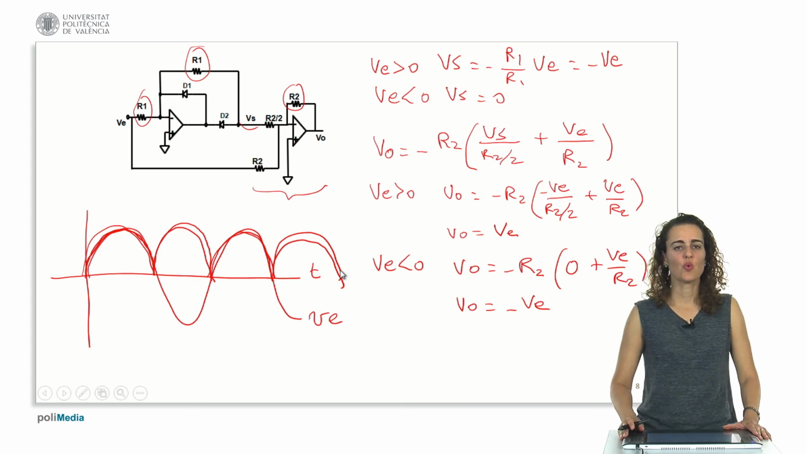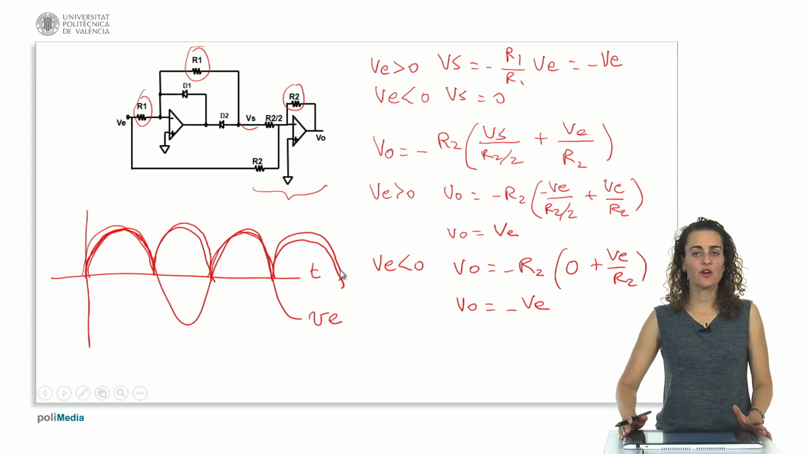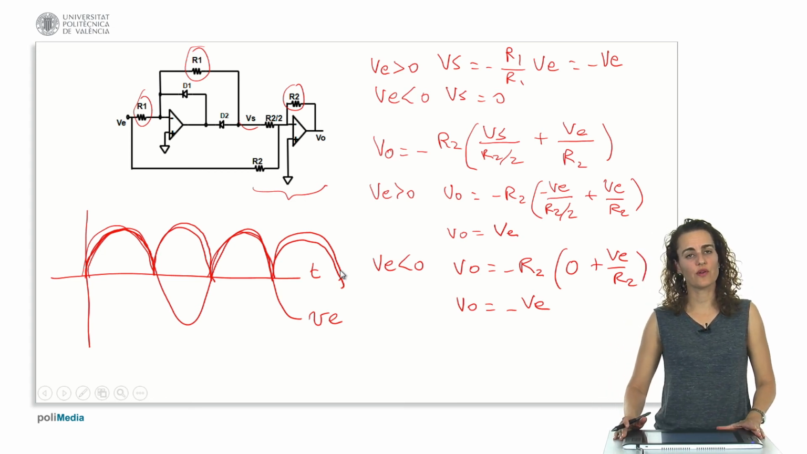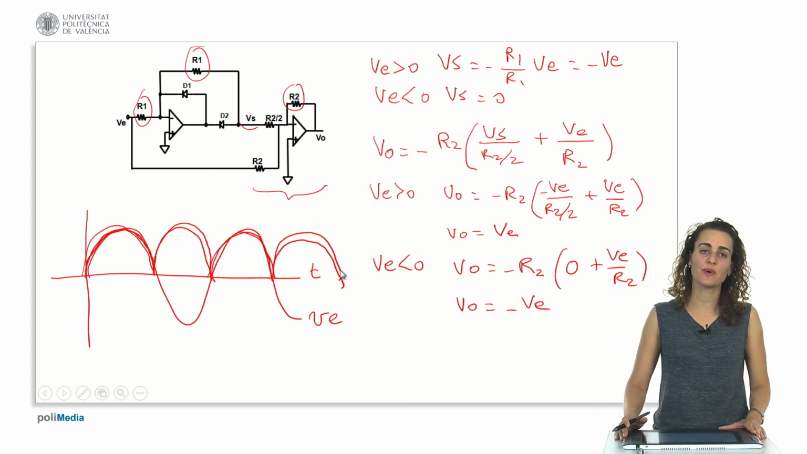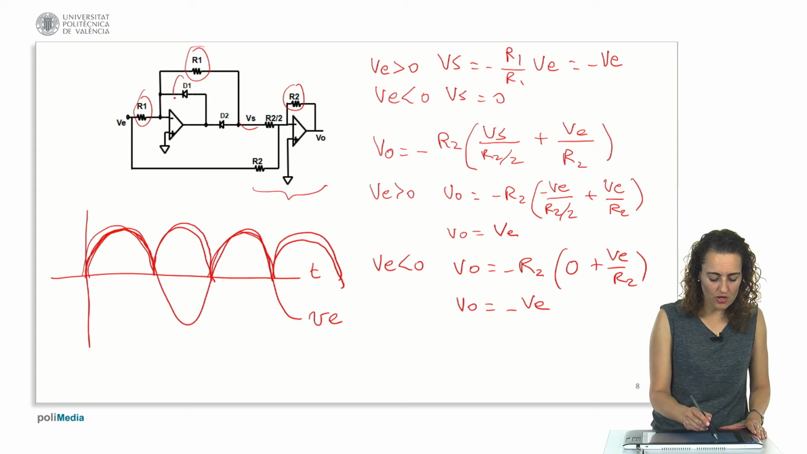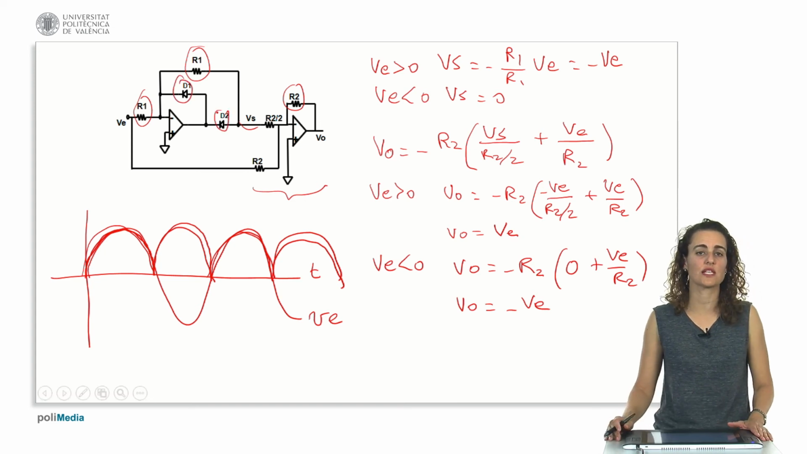In conclusion, we can build a rectifier, a half-wave rectifier or a double-wave rectifier, using an operational amplifier with negative feedback, but including nonlinear components such as diodes.